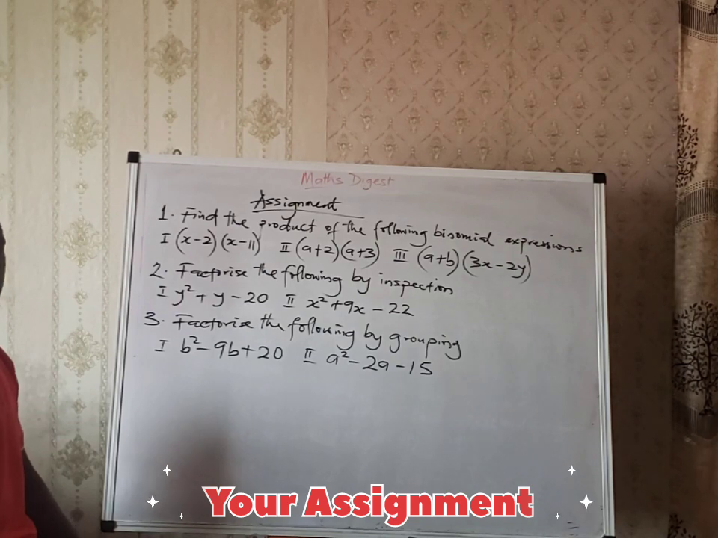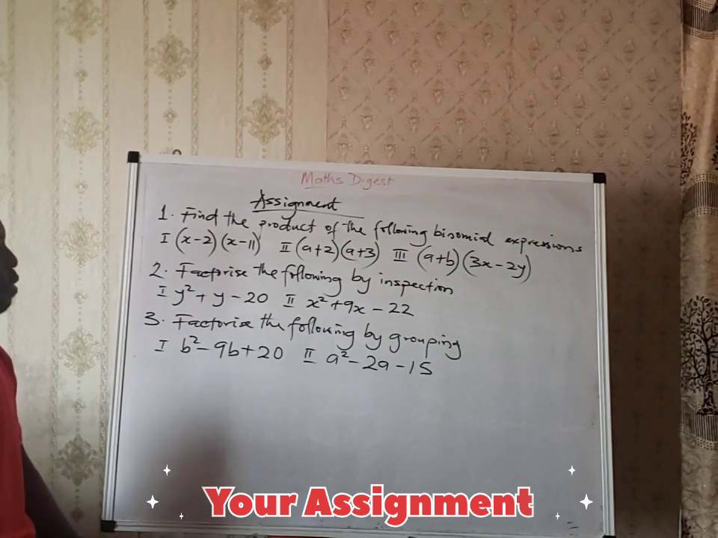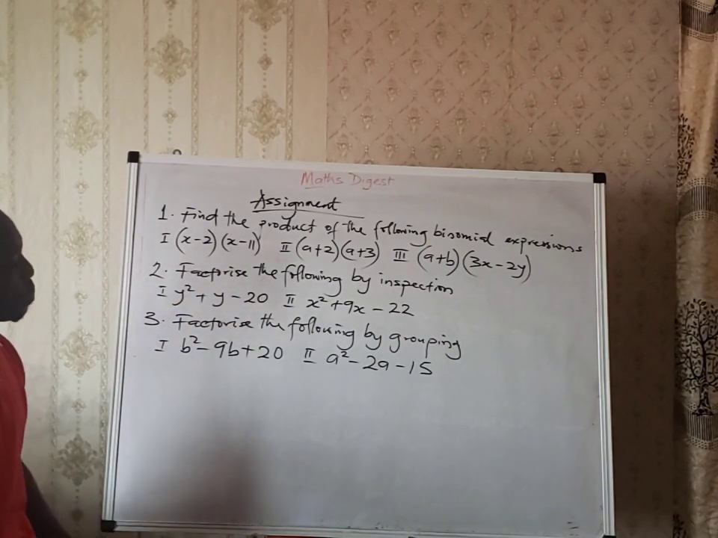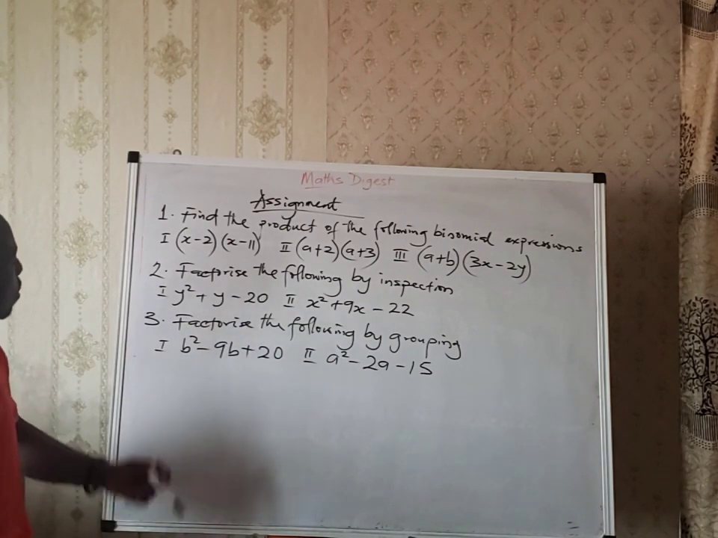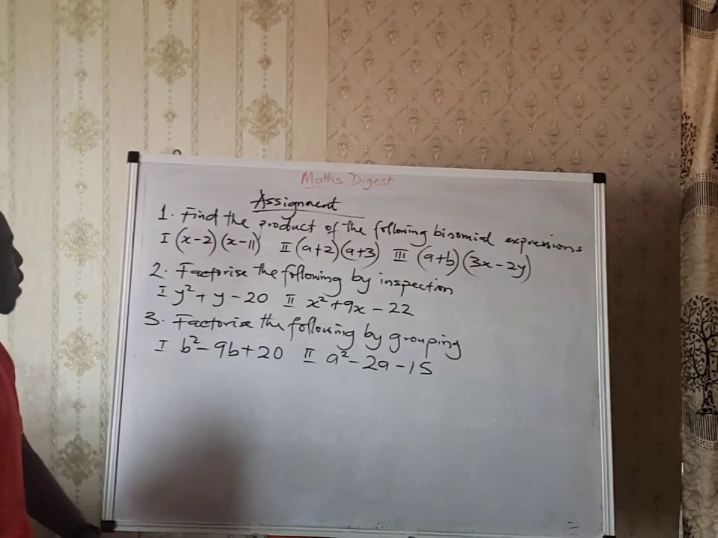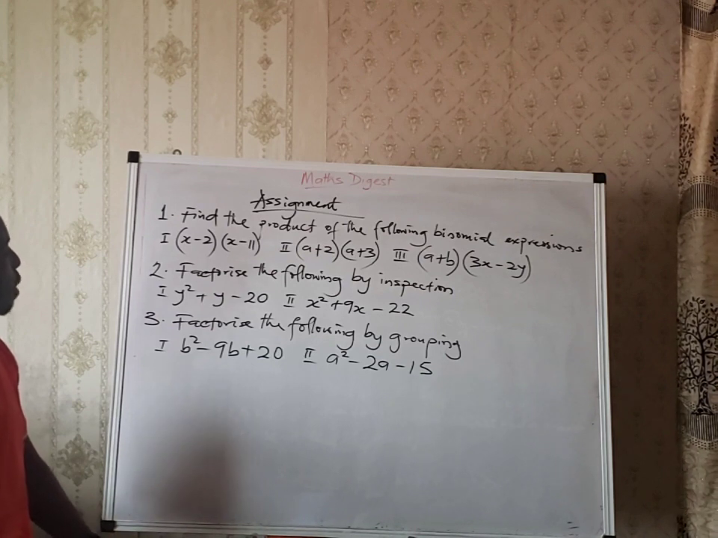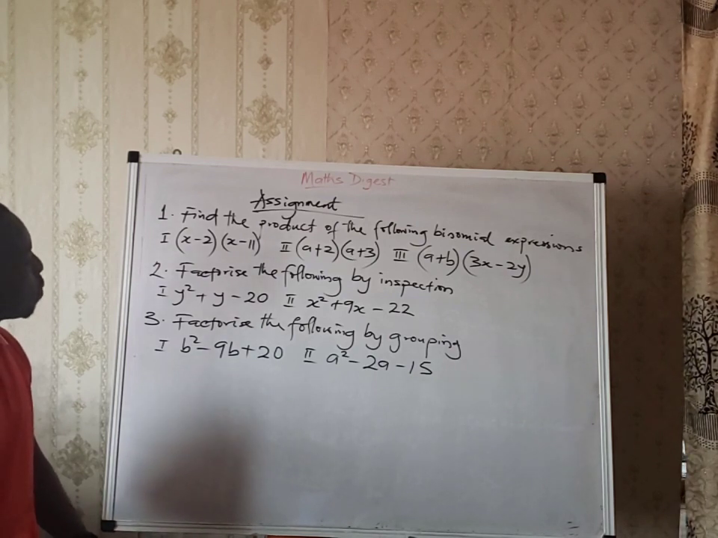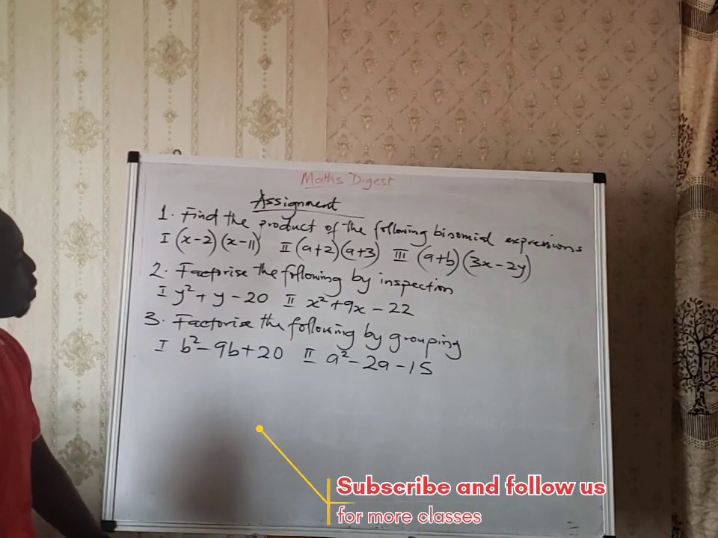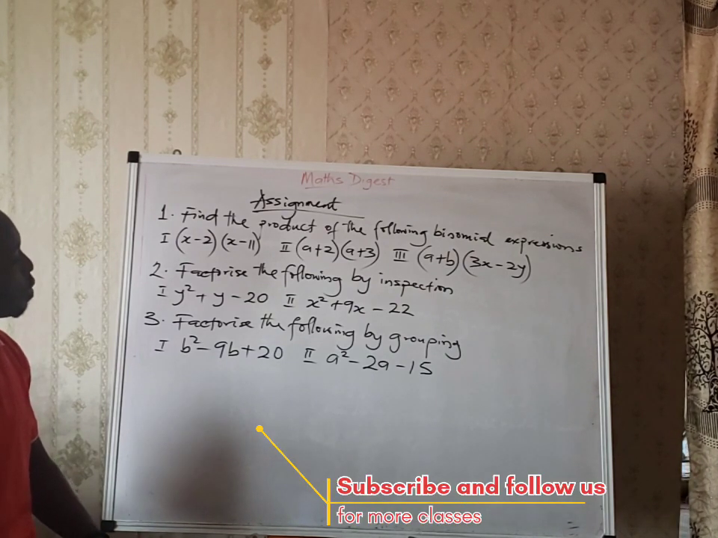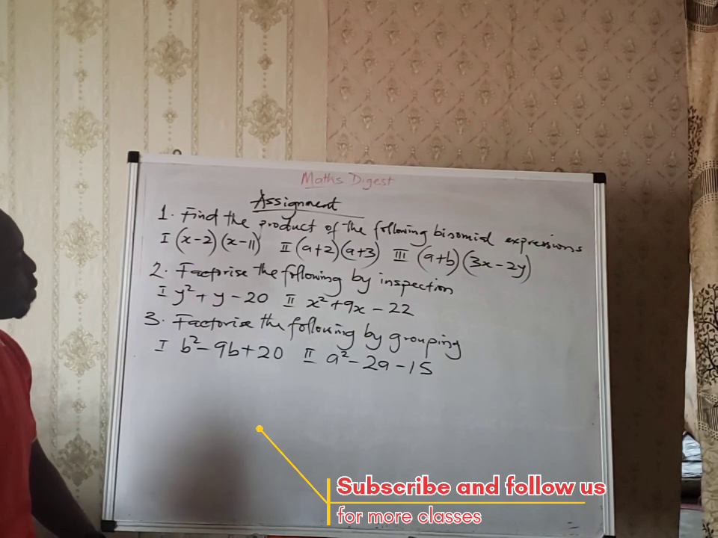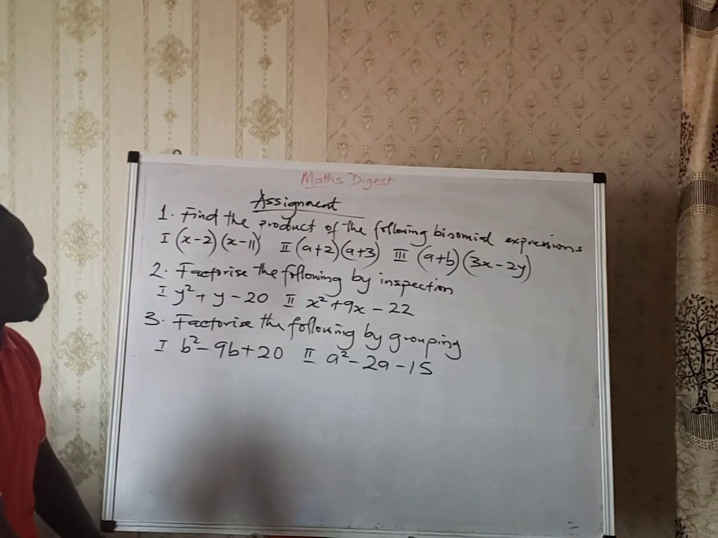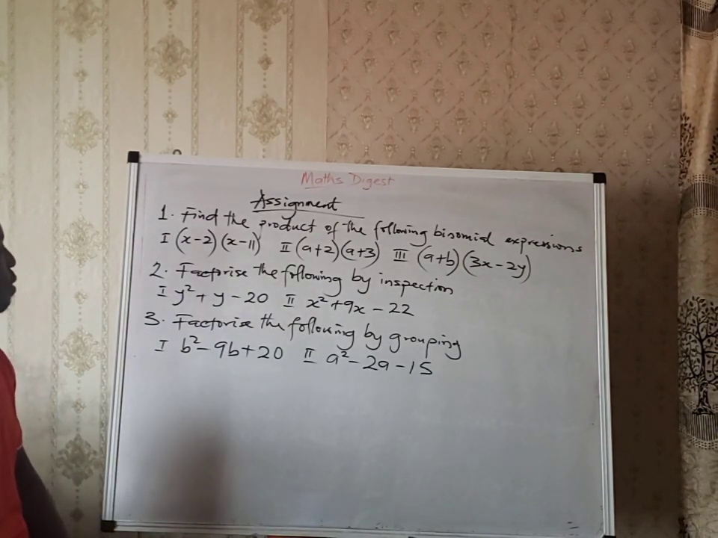So this is the assignment I'm expecting all my learners to do. The first one says, find the product of the following binomial expressions. I, x minus 2 in the first bracket, and in the second bracket, x minus 11. Now number 2 says, a plus 2 in the first bracket, and in the second bracket, a plus 3. Now the third question says a plus b in the first bracket and 3x minus 2y in the second bracket.